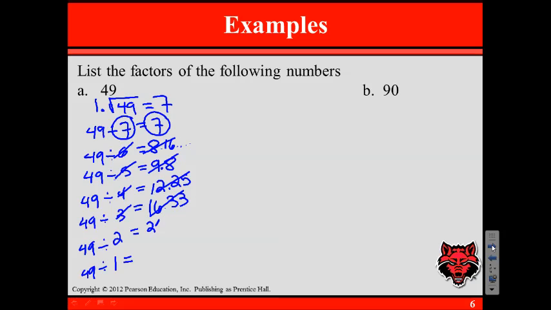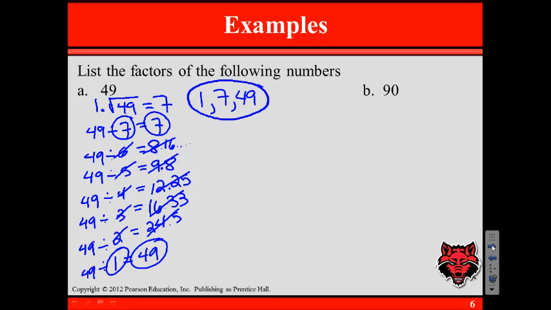49 divided by 2 gives us another decimal. 2 isn't a factor. And 49 divided by 1 would be 49. So 49 and 1 would be factors of 49. So as we go back through our list, we see that 1, 7, and 49 are all factors of 49. Now, even though I have 7 circled twice, it's the same number, so it only needs to show up once in the list. We don't want any duplicates.